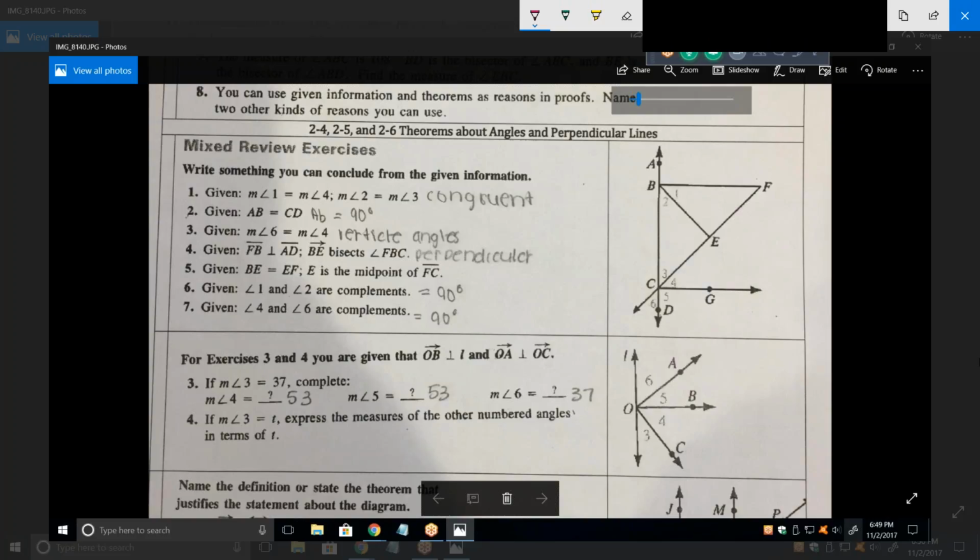Write something you can conclude from the given information. Angle 1 is equal to angle 4. These were pre-labeled already, right? That's 1, 2, 3, 4. You didn't write those in? No, I did not. Okay, so if angle 1 is equal to angle 4, that's what that says, then angle 2 is equal to angle 3.